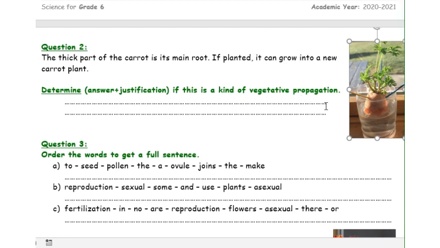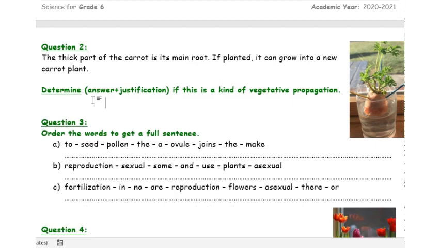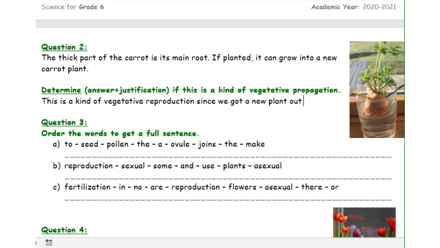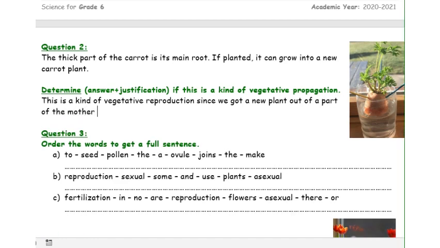So yes, for sure, this is a kind of vegetative propagation, or a kind of vegetative reproduction, since we got a new plant out of a part of the mother plant.